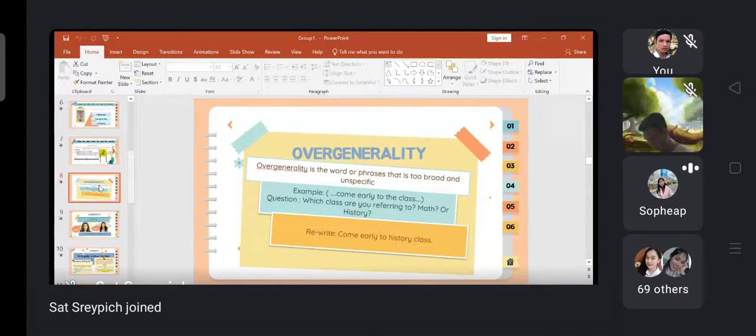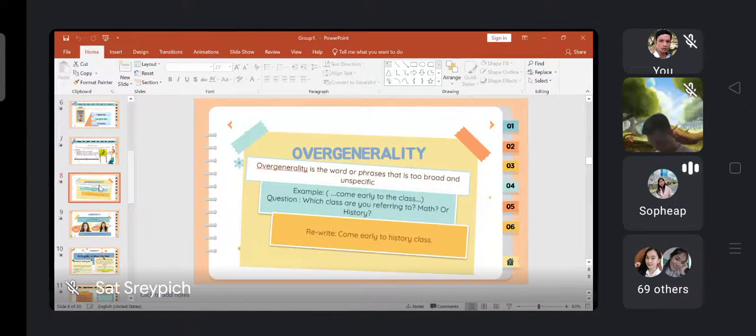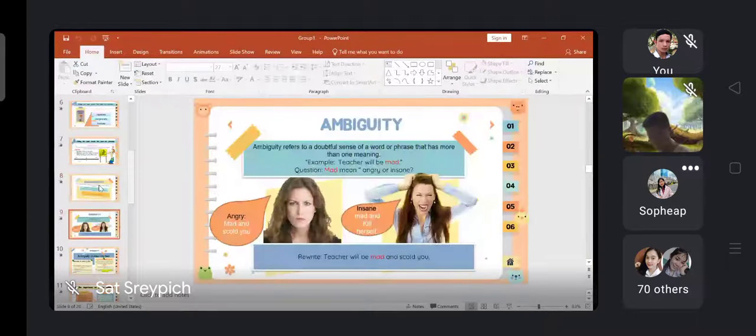In critical thinking, overgenerality is when a word or a phrase provides information that is too broad and unspecific. Overgenerality is a statement that is too general to be useful, and it is easy to get confused. For example, a teacher tells students, "Today we will talk about the Cambodia problem," but it's too broad. What kind of problem is that? Is it an environmental problem or a traffic problem?